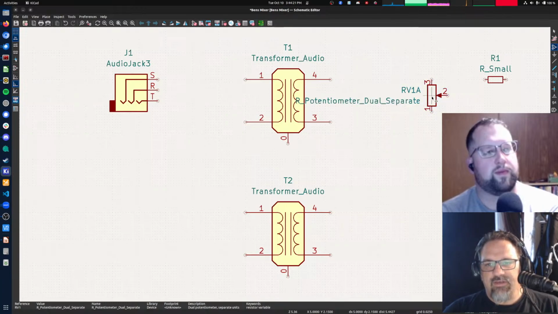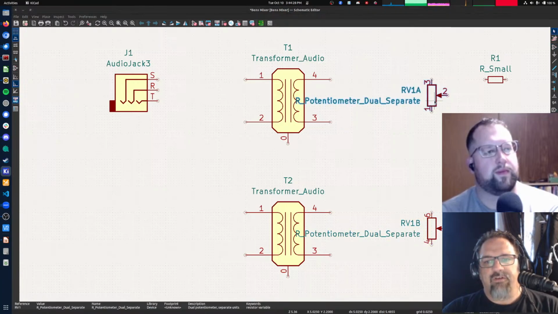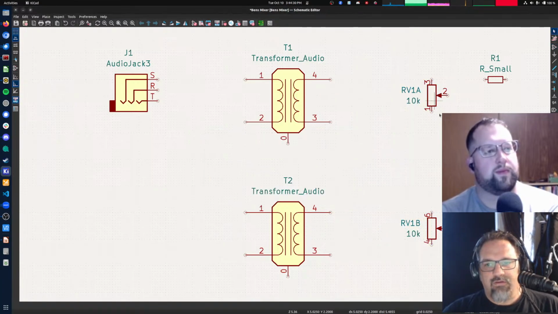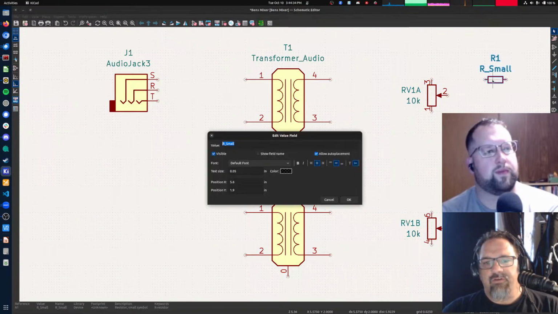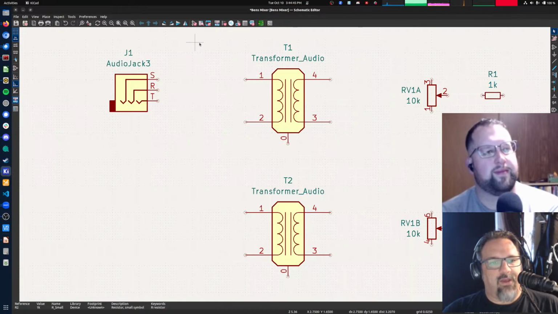And that goes like that. And we'll do the other one down here. Shrink. Value 10K. Value, nope, they are the same part. Value 1K. Okay, so we'll do that. Oh, nope. And that, and okay. And let's drop some wires.